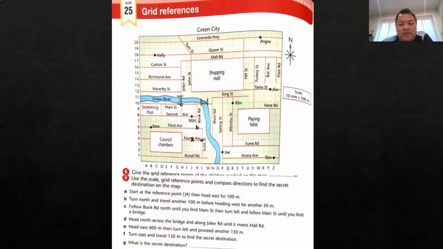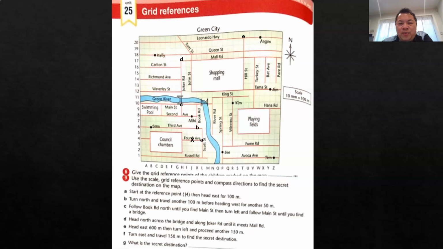And then after that, head north across the bridge and along Joker's Road until it meets Main Road. That's where it ends. That's where you meet at Main Road. And then after that, head east for 600 meters and then turn left and proceed another 150 meters. That's the end of E.